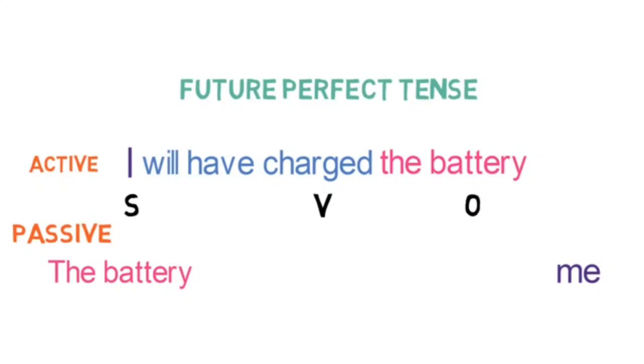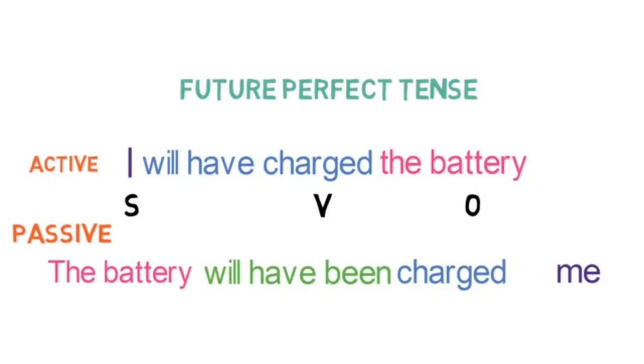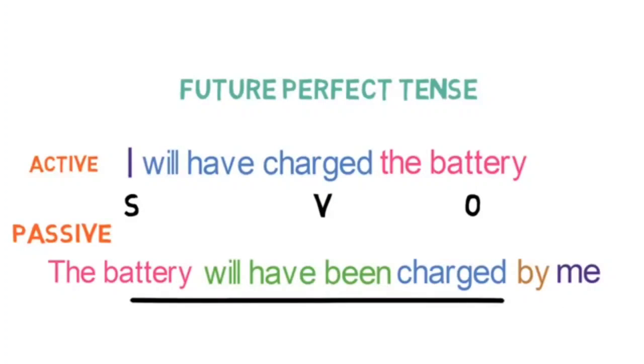Then change the main verb into verb 3 form. It is charged, and use the proper helping verb next. Then it is will have been. Then finally you have to use the preposition by. Now the passive sentence is the battery will have been charged by me in future perfect tense.